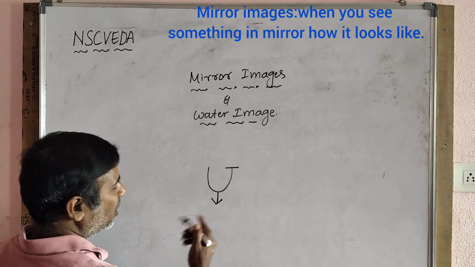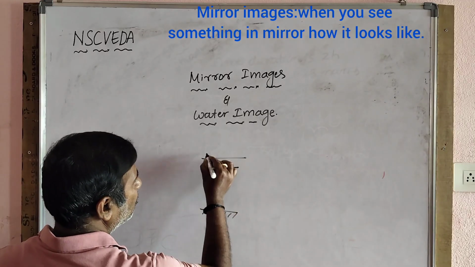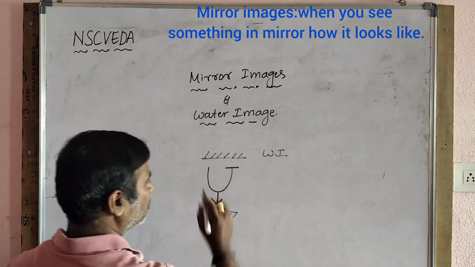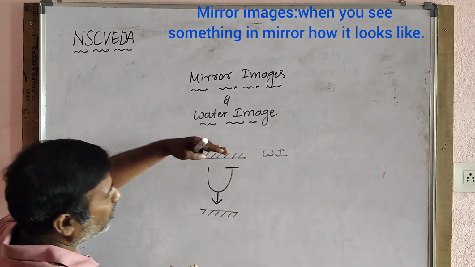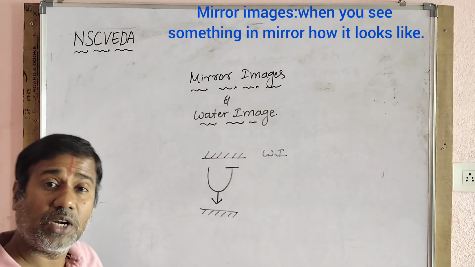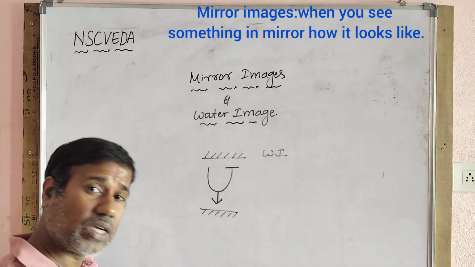If the mirror is drawn toward the bottom or towards the top, this is a water image question. If the mirror is towards left or right, that is a mirror image question. If the mirror is toward the up or bottom, that is the water image question. The answer will be different for both of them. The mirror image answer is different, the water image answer is different.